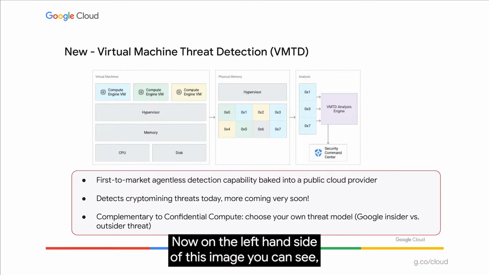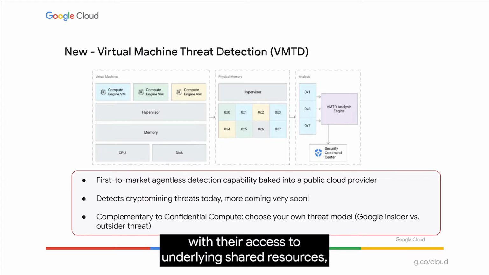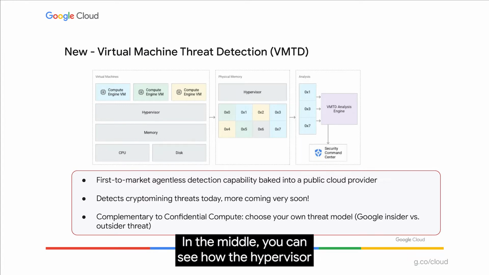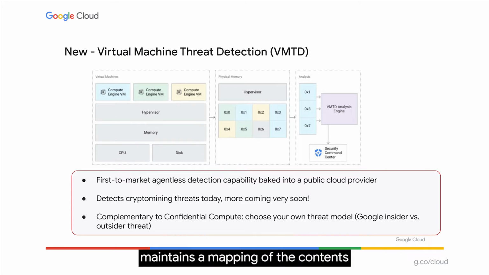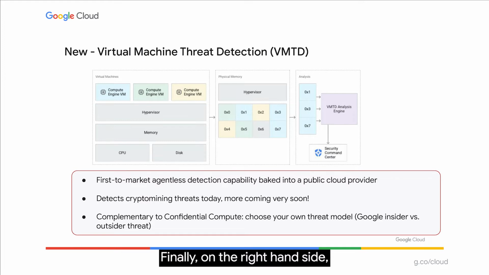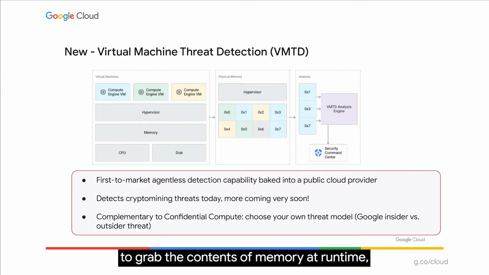Now, on the left-hand side of this image, you can see 3 happy little virtual machines with their access to underlying shared resources mediated by the hypervisor. In the middle, you can see how the hypervisor maintains a mapping of the contents of physical memory pages back to the virtual machines that own them. Finally, on the right-hand side, you can see how we've given ourselves the ability to grab the contents of memory at runtime, pull that into our analysis engine, and then deliver security results out to Security Command Center.